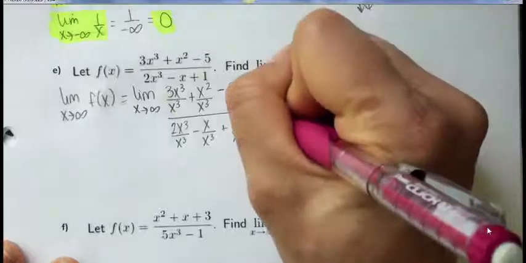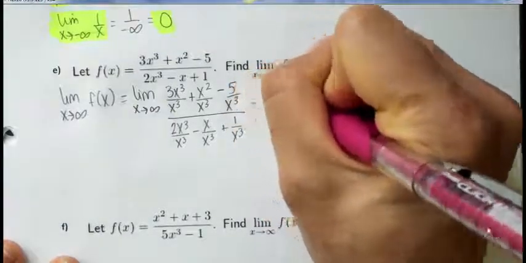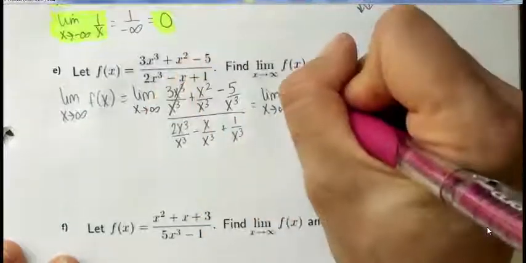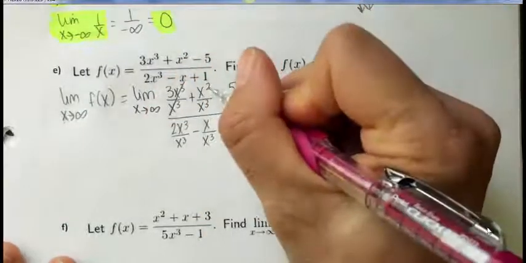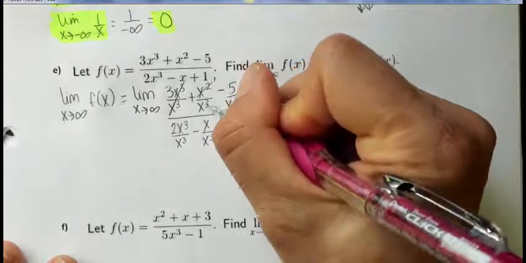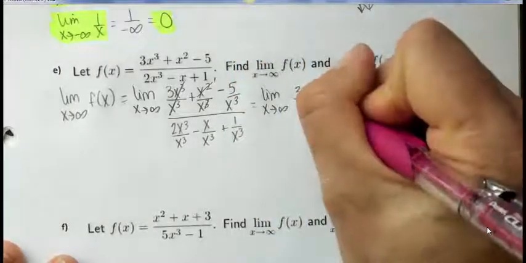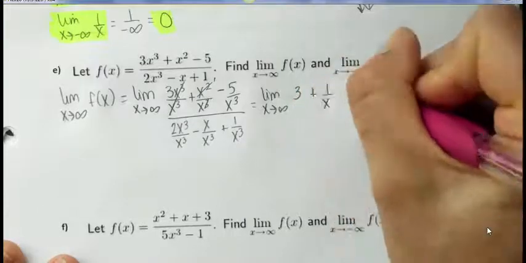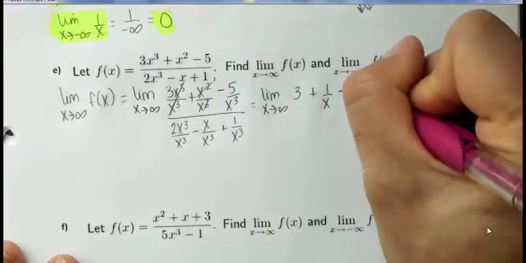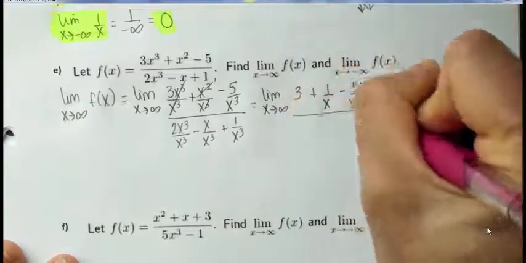Okay, so things are going to start simplifying now. So this is going to be the limit as x goes to infinity. Now the x cubes here reduce, so I'm just left with a 3. You have an x squared over an x cubed, so really this becomes a 1 and this becomes just x. So it's going to be plus 1 over x minus, and then this, I can't simplify anything, so I'll just put 5 over x cubed.